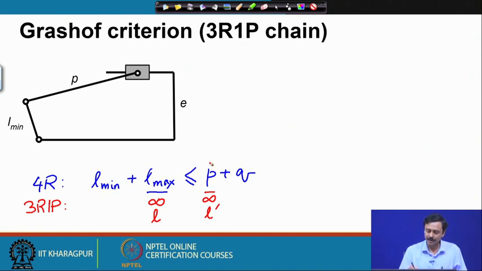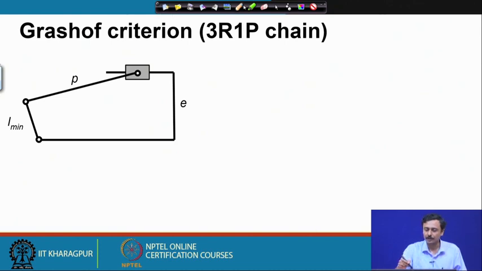So, therefore, if I bring this P onto this side, what I get for a 3R1P chain is L min plus L max minus P is E, and that must be less than equal to the other link. So, this is what Grashof criterion for a 3R1P chain is. Let us look at it formally.